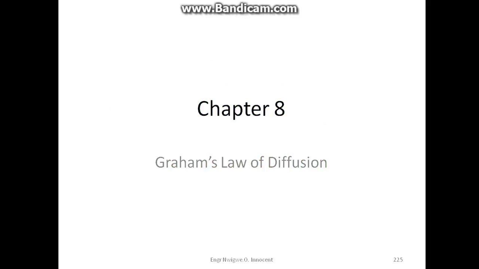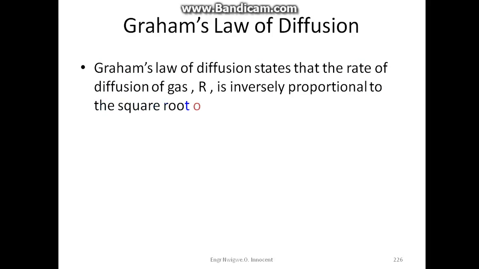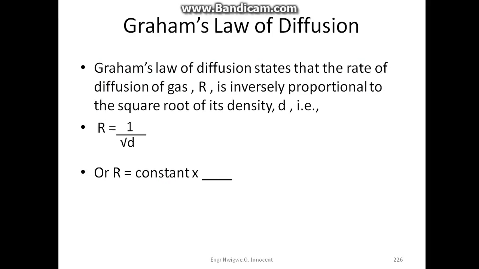Chapter 8. Graham's law of diffusion. Graham's law of diffusion states that the rate of diffusion of a gas R is inversely proportional to the square root of its density D. That is, R is equal to 1 over square root of D, or R is equal to a constant times 1 over square root of D, or R times square root of D is equal to a constant.